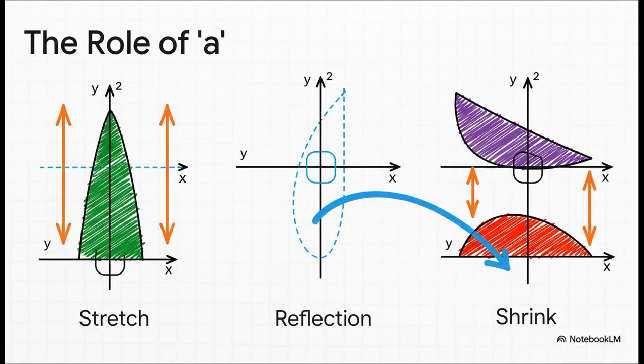So how does A work? Well, it multiplies every single y value on the graph. So if A is a number bigger than 1, like 2 or 5, it's going to stretch the graph vertically, making it look taller. If A is a fraction between 0 and 1, like 1/2, it squishes it down vertically. And the really cool part? If A is negative, it flips the entire graph over the x-axis.